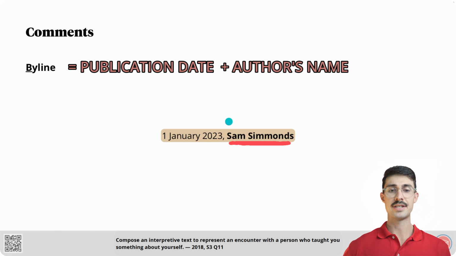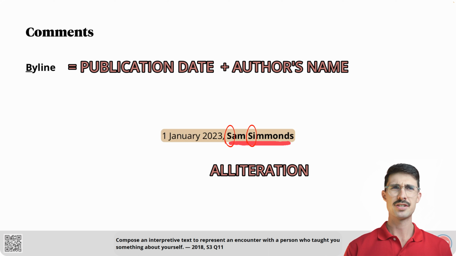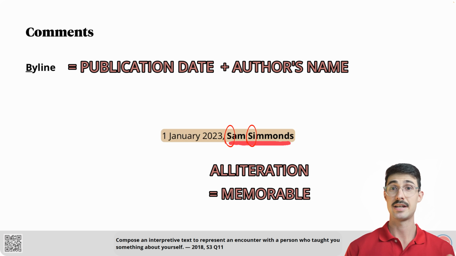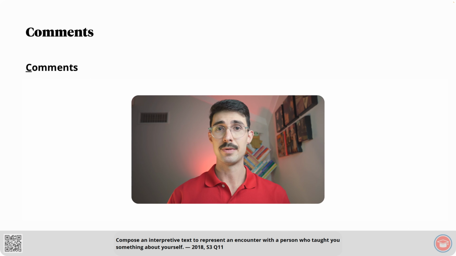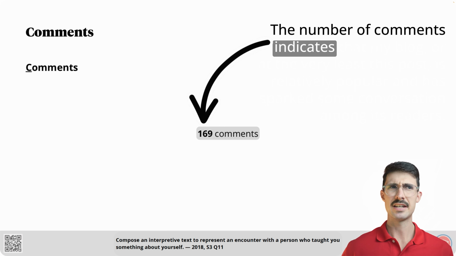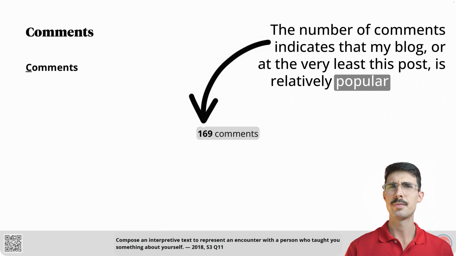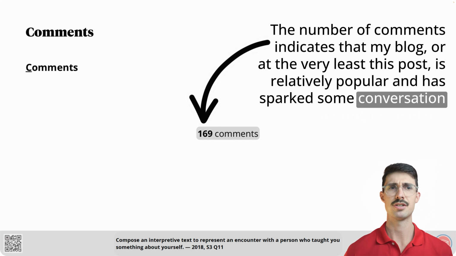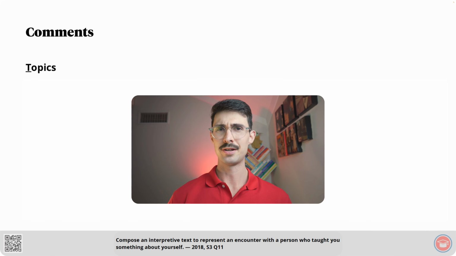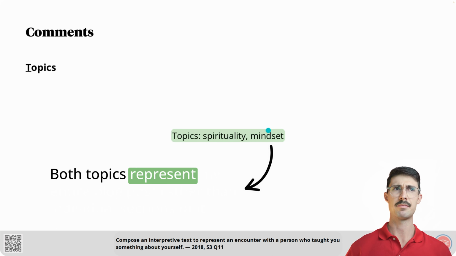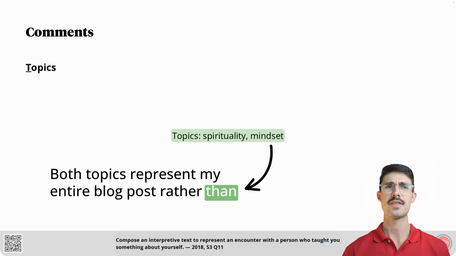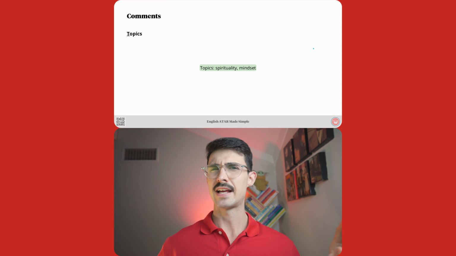The author's name is Sam Simmons, SS. Using alliteration for the author's name makes the name memorable. Then we've got the comments. The number of comments indicates that my blog, or at the very least this post, is relatively popular and has sparked some conversation among its readers. Final element of the headline is the topics section. Both topics represent my entire blog post rather than individual sections of it. That's our discussion of the headline.